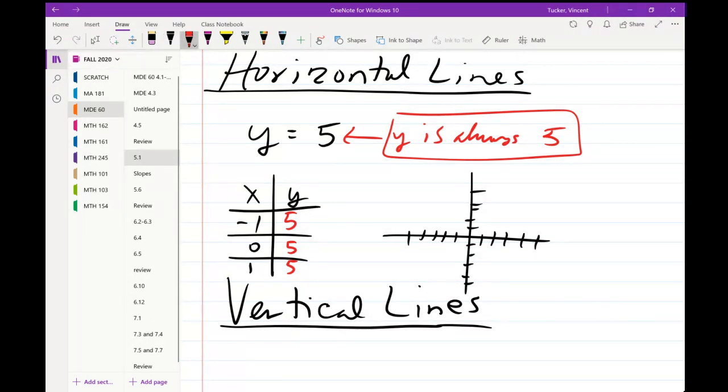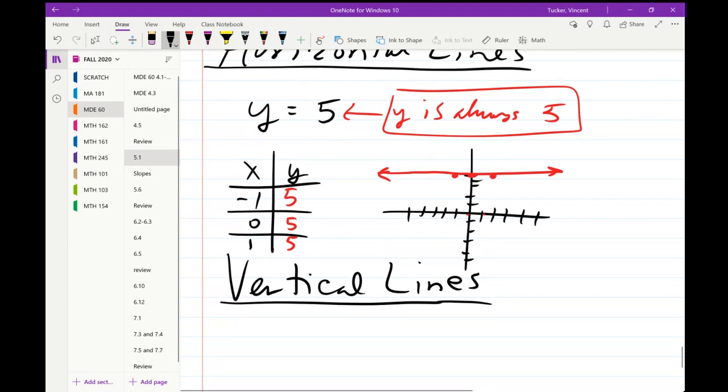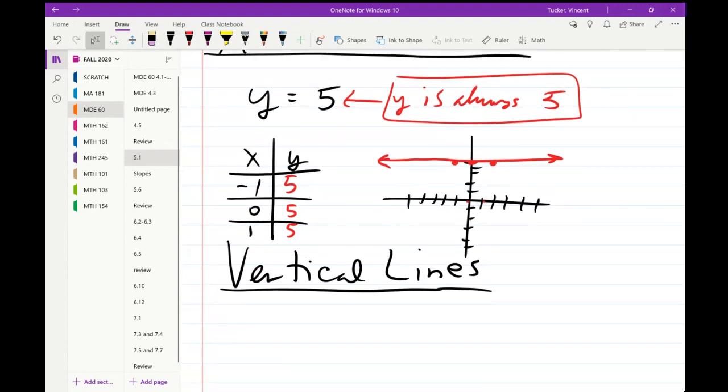So to graph that, you go to the left one, up 5. I said left one, I went right. So left one, up 5. 0 for x, up 5. And the right one, up 5. And I will have a horizontal line at 5. All right, question on your horizontal lines?